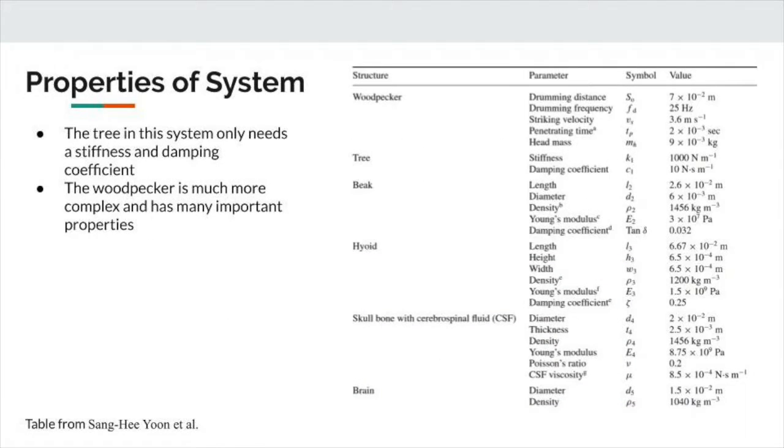The properties of each subject must be taken into account when analyzing the motion of the system. The tree provides a stiffness and a majority of the damping coefficient for the governing equation. Analyzing the woodpecker, we see that it has its own contained dynamic system that allows it to take the constant impact. Within the tree to woodpecker system, the woodpecker acts as the main force factor and provides a constant drumming frequency and striking velocity.